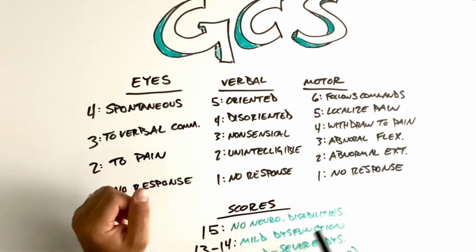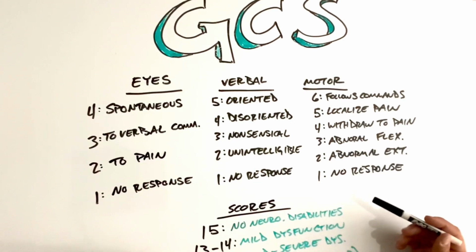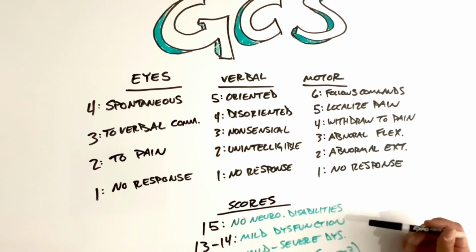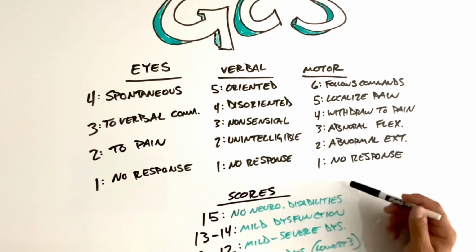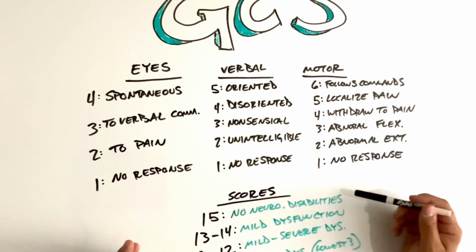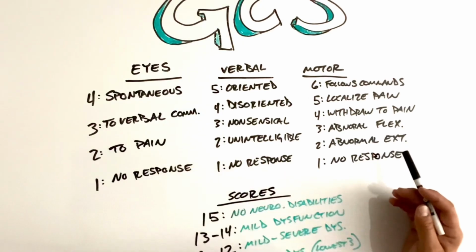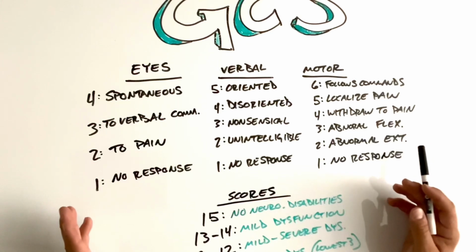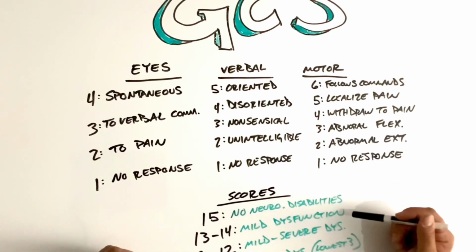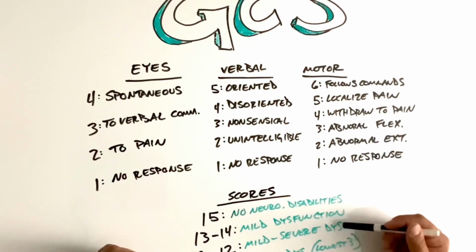Now, getting to the scores, when you're identifying the GCS of your patient, we have to understand that a score of a 15 is typically no neurologic disabilities. That patient has scored perfectly in all of our GCS categories with the eyes, verbal, and motor, and we're pretty good. A 13 to a 14, maybe we have a mild dysfunction. A 9 to 12 is a moderate to severe dysfunction. And an 8 or less, we have severe dysfunction.